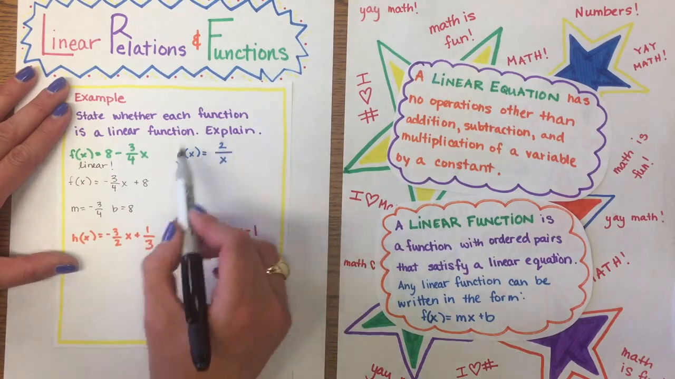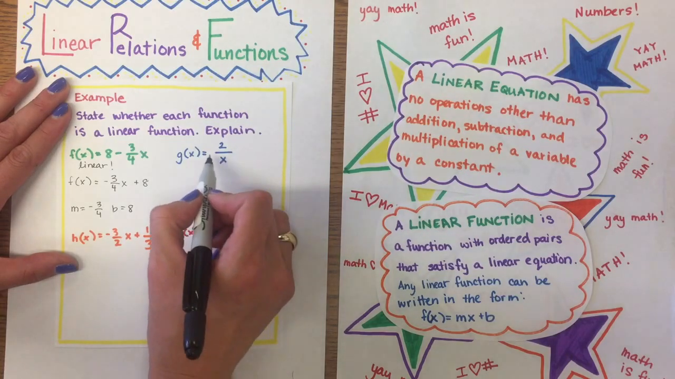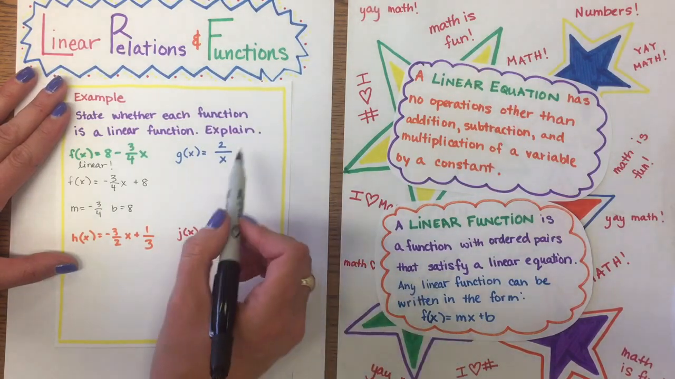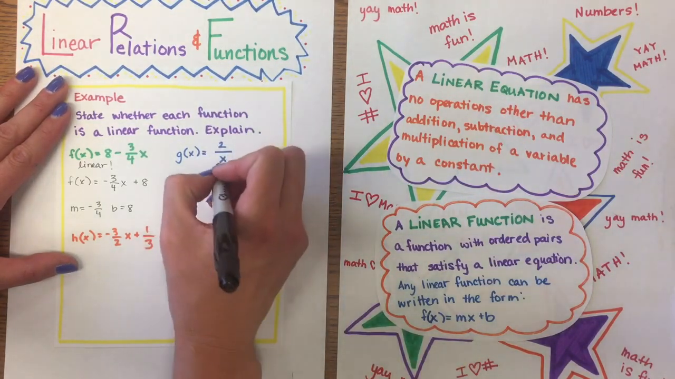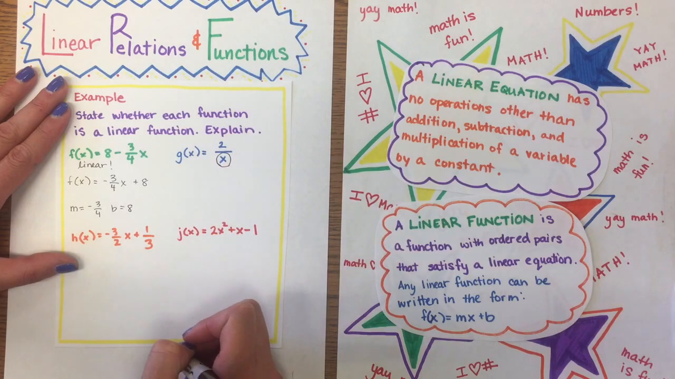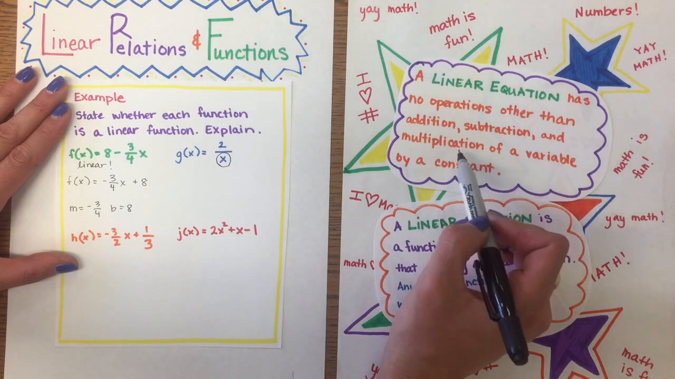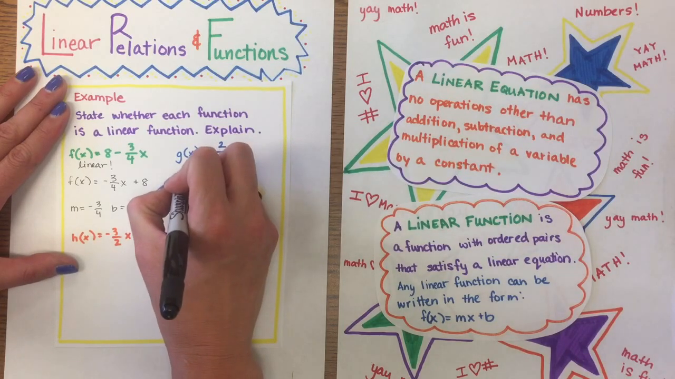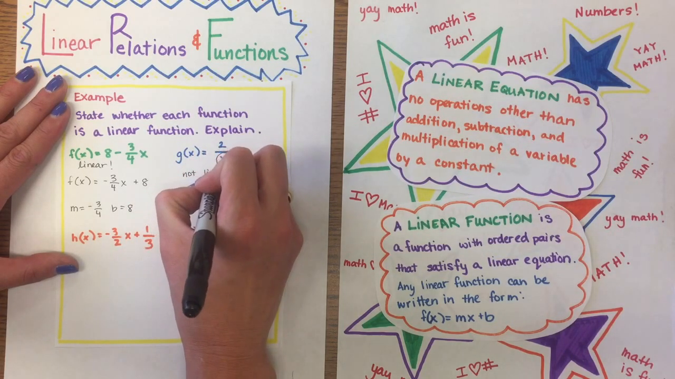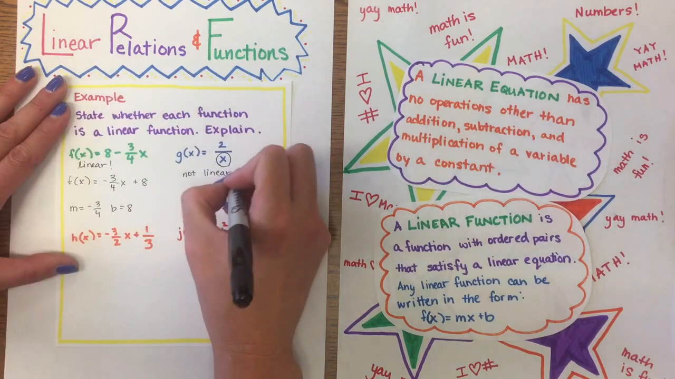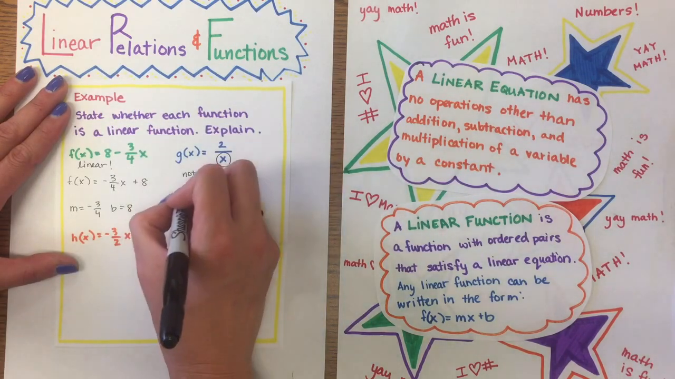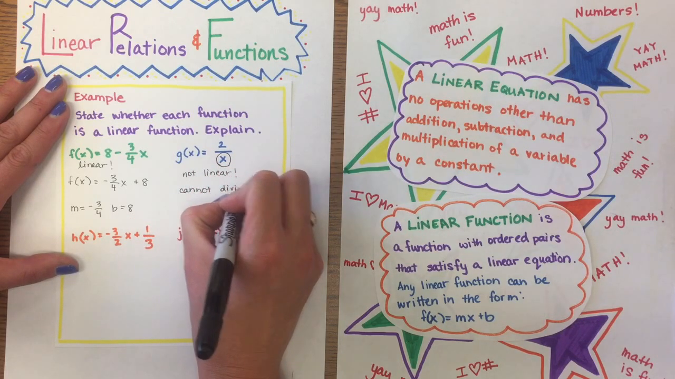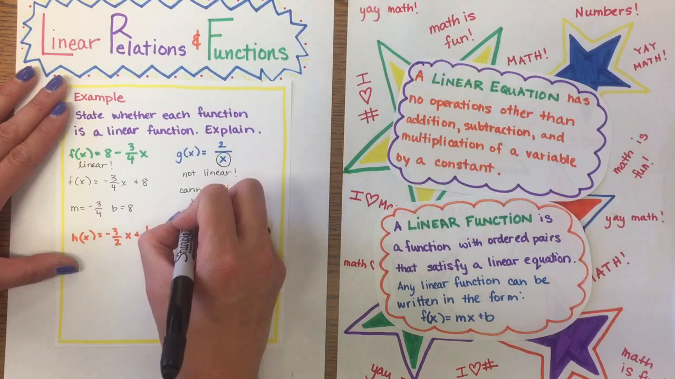For my second, g of x here, when I'm trying to manipulate this to look like the form mx plus b, I really can't. And the reason is that I have a variable in the denominator. Addition, subtraction, and multiplication of a variable. This is actually division of a variable. So this is not a linear function. So this is not linear because you cannot divide by x, or you can't divide by the variable.